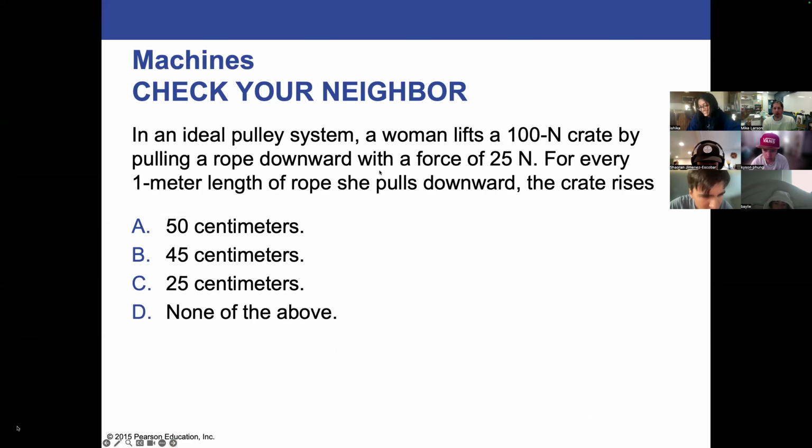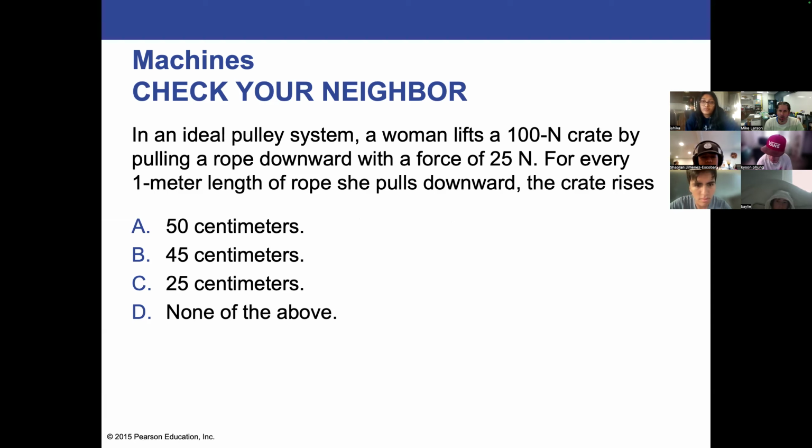An ideal pulley system: a woman lifts a 100 Newton crate by pulling a rope downward with a force of 25 newtons. For every 1 meter length of rope she pulls down, the crate rises... Let's see. We got a couple people that aren't that visible, so I'm going to call on them. Tucker, are you there? I didn't think so. Anyone want to take a guess? No? How about Ian? What do you think?